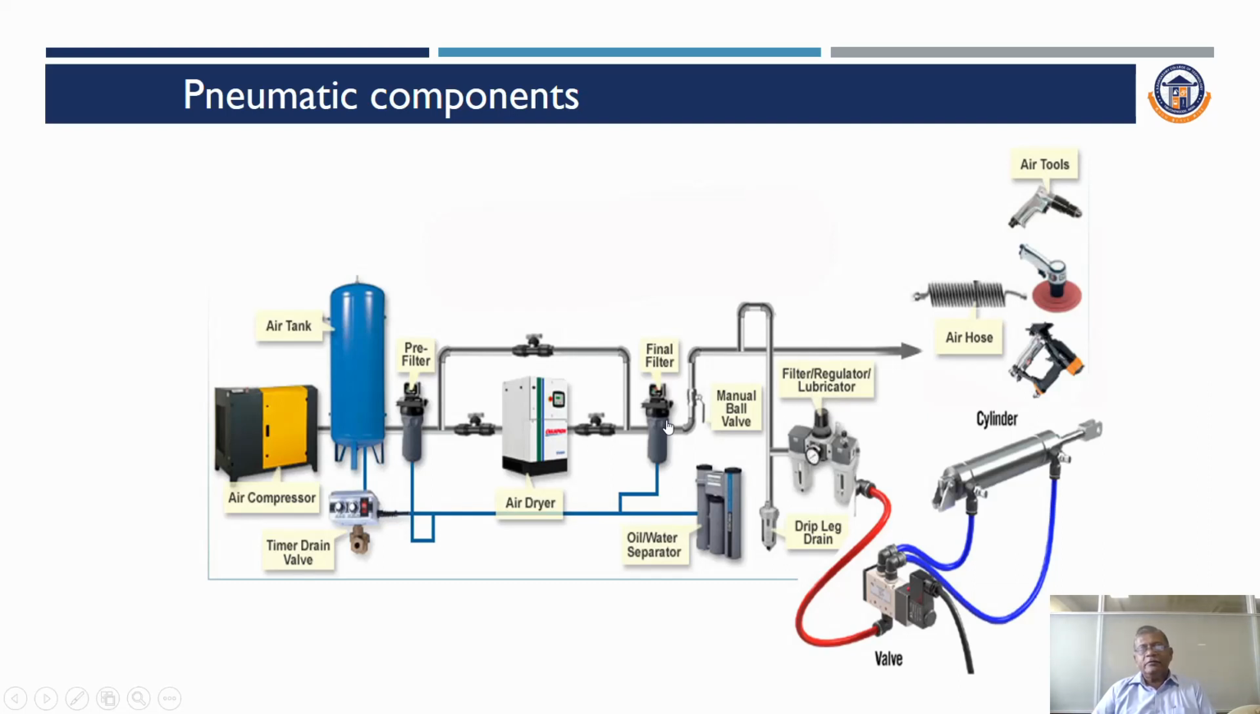Then after that it may be connected once again to this FRL unit. After passing through this FRL unit, it may go to the direction control valve. Then, finally, the air may be supplied to the actuator. The actuator actuates and it does some mechanical work.